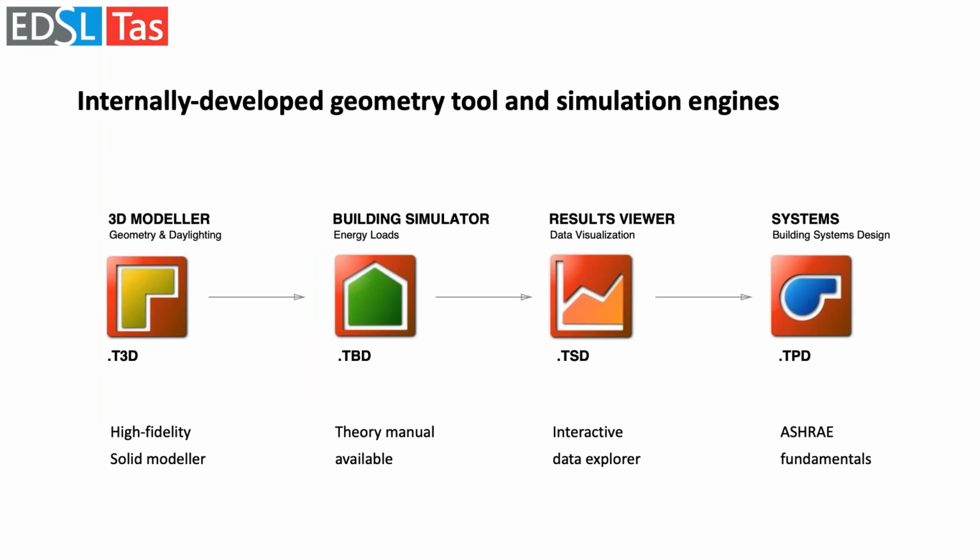So how is TAS constructed? This is the typical workflow in TAS. You have a 3D model application that allows geometry creation and daylighting analysis to be performed. So all of the daylighting graphics shown previously came from our 3D modeling application. That also does shading calculations, which can be distributed among multiple cores and multiple machines. So you can basically create a little swarm of machines to do shading calculations to speed that up.